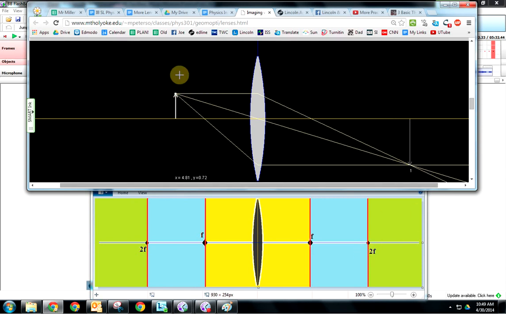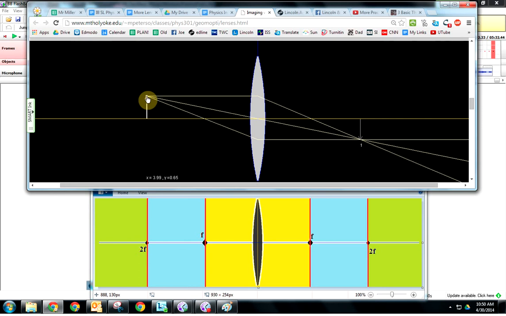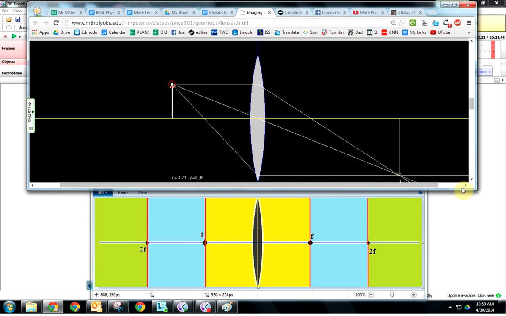So what we like to say is when the object is close, which means between 2F and F, then the image is far away, which means outside of 2F. And if the object is just at 2F, then the image is just at 2F. So we'll call 2F just right, and the image and the object are the same distance. When the object is far away, then the image is close. And when the object is close, then the image is far away. Close is defined as between F and 2F, and far away as outside 2F.